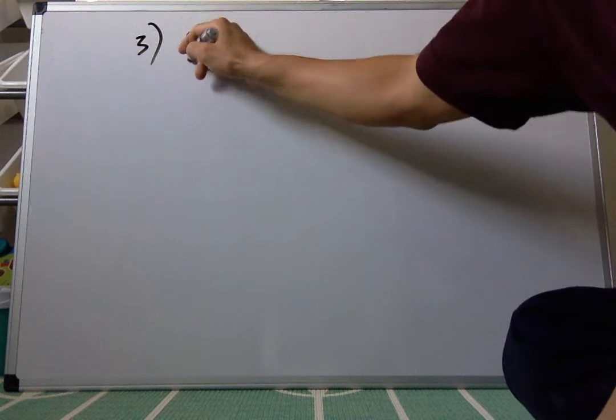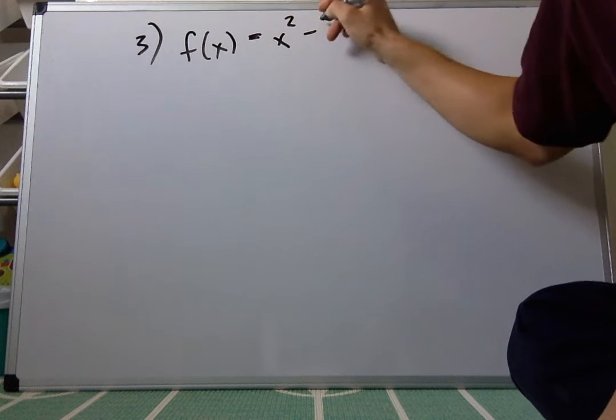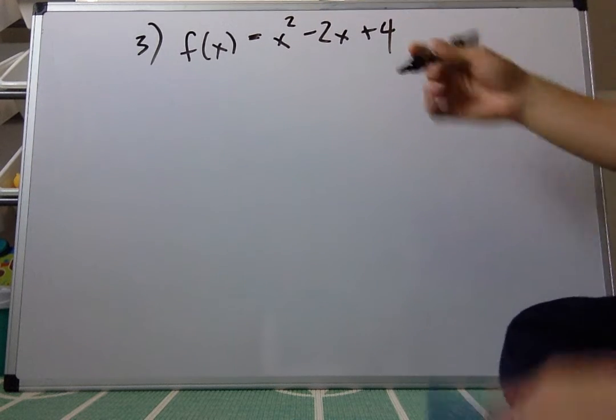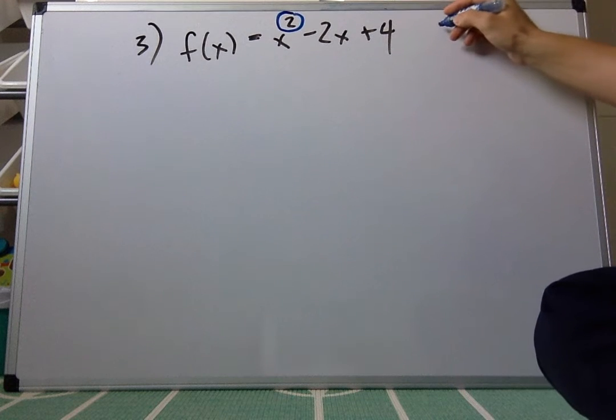All right, let's look at this last one. This is the last one. It's a little trickier, but really not too bad. It's x squared minus 2x plus 4. First of all, how many zeros are there? See, this is a 2. So there are going to be 2.